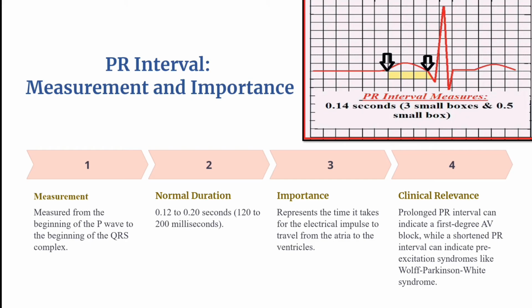The PR interval is measured from the beginning of the P wave to the beginning of the QRS complex and reflects the time it takes for the electrical impulse to travel from the atria to the ventricles. The normal PR interval ranges from 0.12 to 0.20 seconds. A prolonged PR interval may indicate first-degree AV block, while a shortened PR interval could suggest pre-excitation syndromes, such as Wolff-Parkinson-White syndrome. QRS complex, formation and significance.